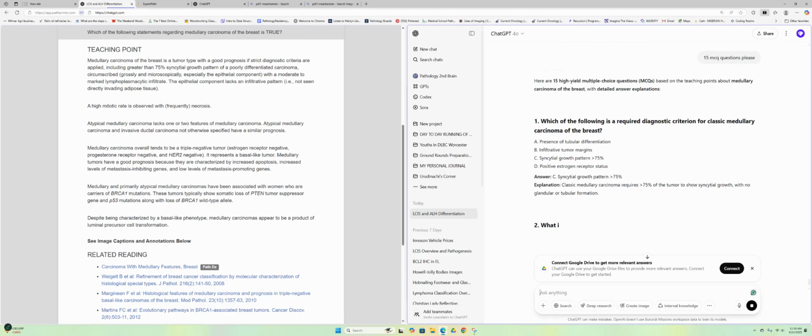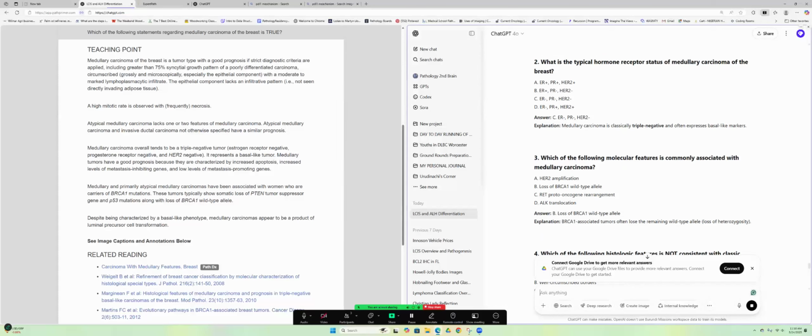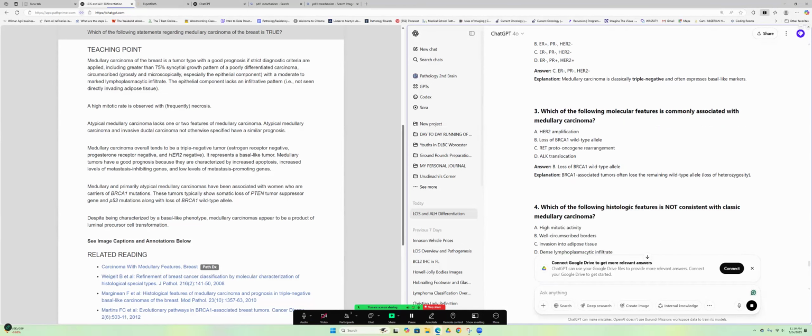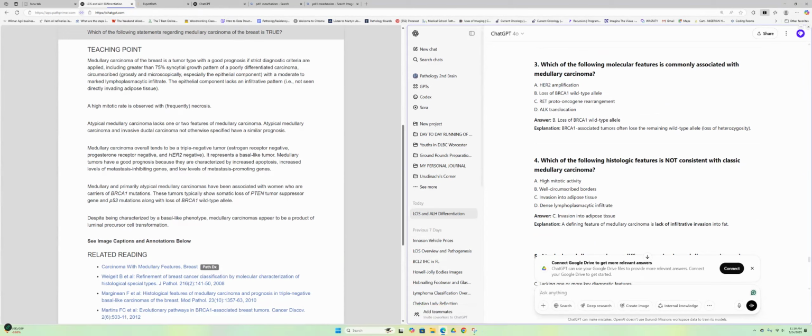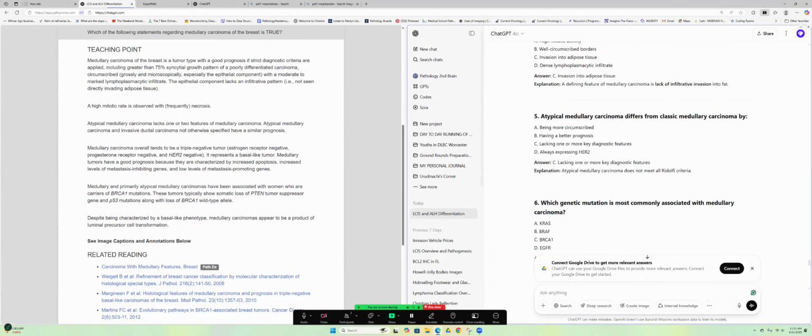MCQ questions. Which of the following is a required diagnostic criterion for classic medullary carcinoma? Syncytial growth greater than 75%. Typical hormone receptor status of medullary carcinoma of the breast: triple negative, basal-like cancer. Which of the following molecular features is commonly associated with medullary carcinoma? Loss of BRCA1 wild-type allele. Which of the following histologic features is not consistent with classic medullary carcinoma? Invasion into adipose tissue, lack of pushing pattern.